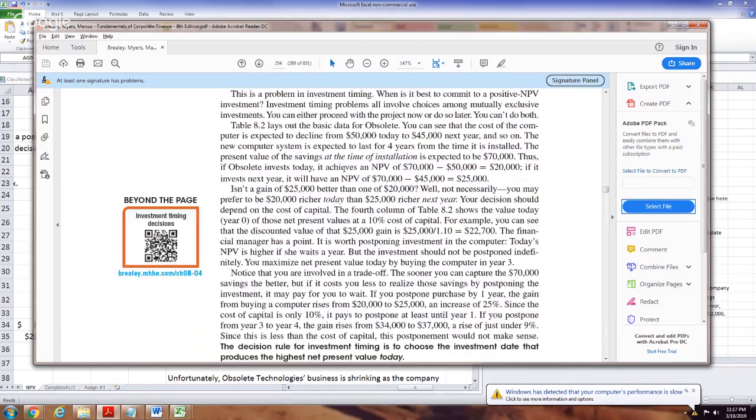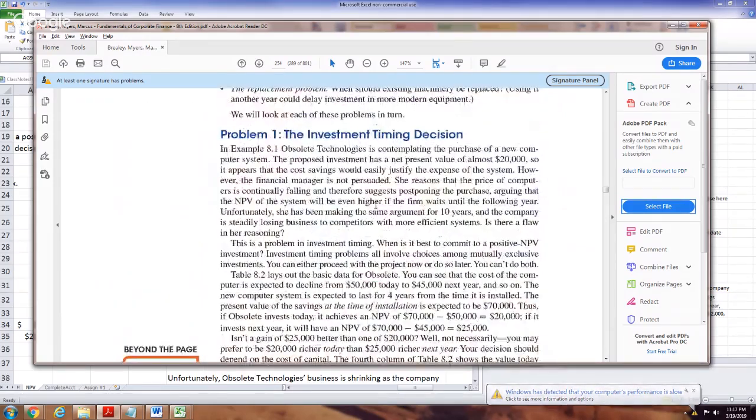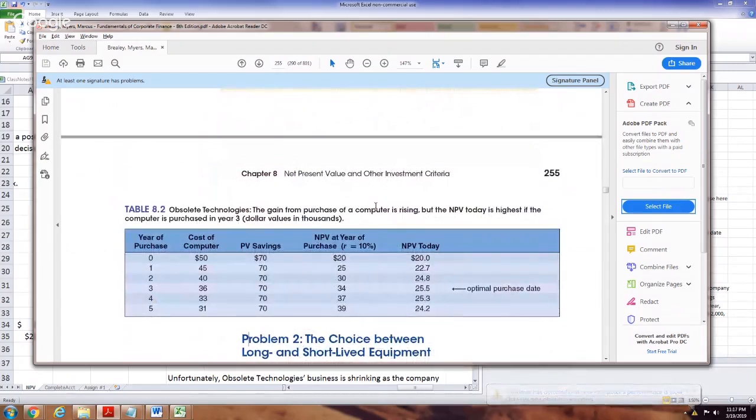So we have Table 8.2. Yeah, here it is. It says the gain from purchase is rising, but the NPV today is highest if the computer is purchased at the right time. So what they're trying to do is pick out, based on the savings and the fluctuating costs, when the time to buy this computer is, when you're going to have the maximum. And as you can see here, the maximum NPV.